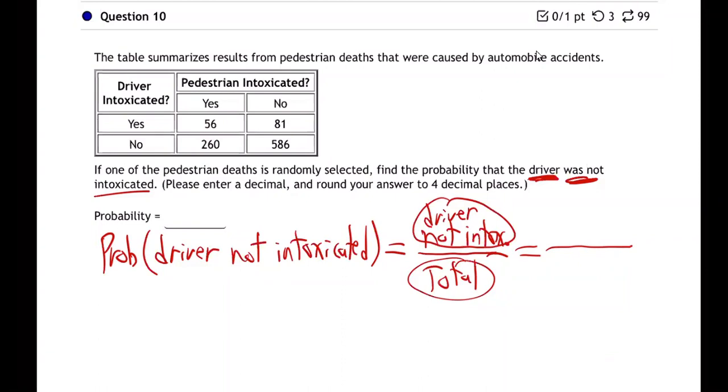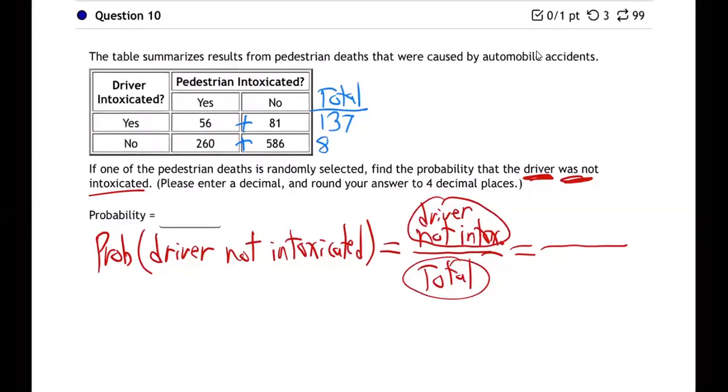So let's go over to the table and get some totals. The numerator would be the 260 and the 586. We have to add those two together because both those groups are driver non-intoxicated. Using my calculator, I'm getting 846. This whole row, the driver is not intoxicated.